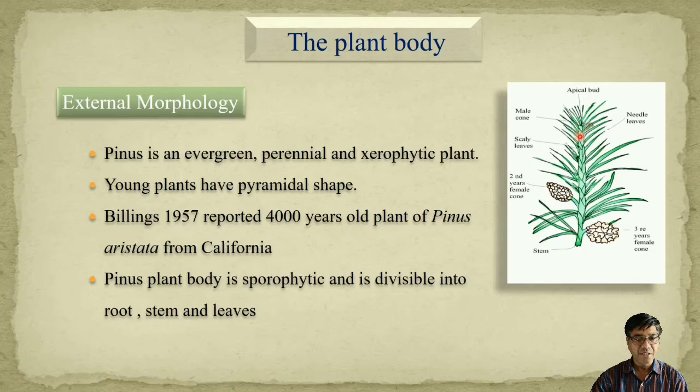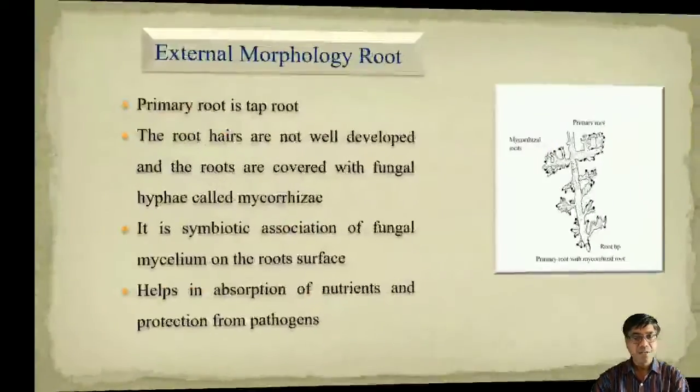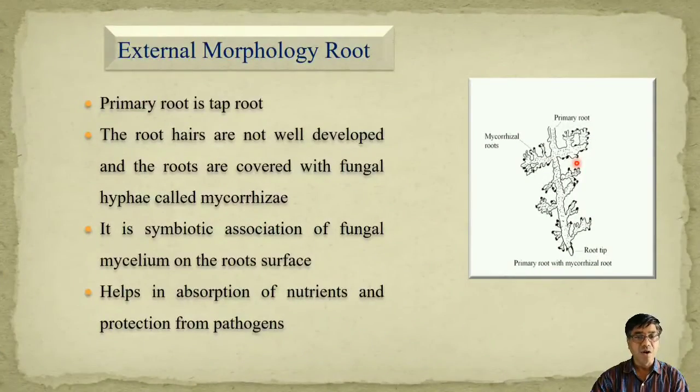Billings in 1957 reported 4,000-year-old plants of Pinus aristata from California. Pinus plant body is sporophytic and is divided into root, stem and leaves. Next topic, external morphology of root.